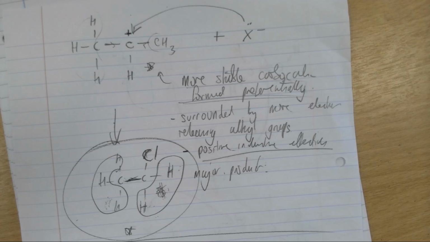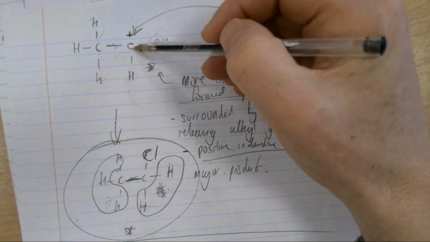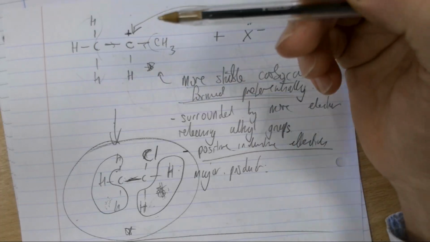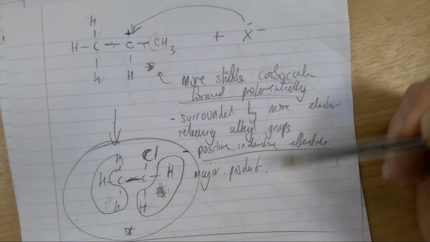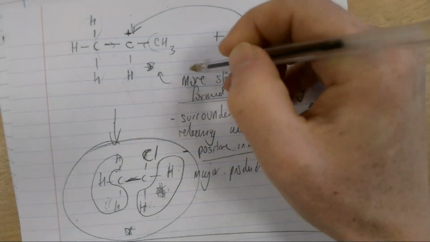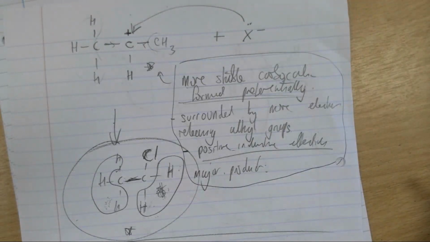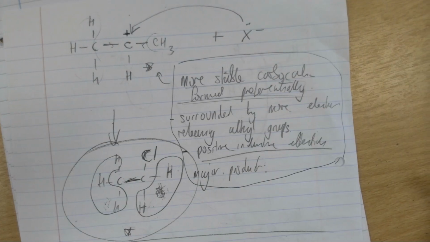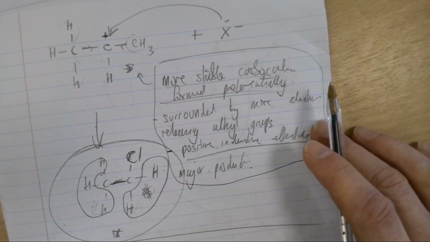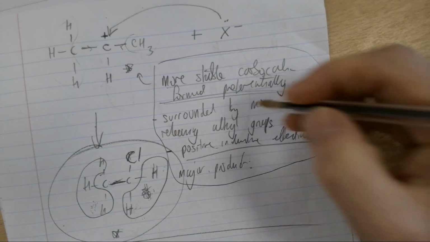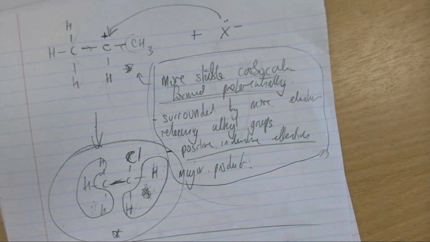And that means that carbon, that delta plus carbon, is more stable. We talked about the reasons why in a previous lesson. I'm not going to go into that. What you need to say in your exam is what's written here. So if you could write down this as something that I'm going to test you on next time I see you, you've got to say the more stable carbocation forms preferentially because it's surrounded by more electron releasing alkyl groups. We can talk about the positive inductive effect, and that leads to the major product. It's that language which goes on the flashcard that you're going to practice for next time.